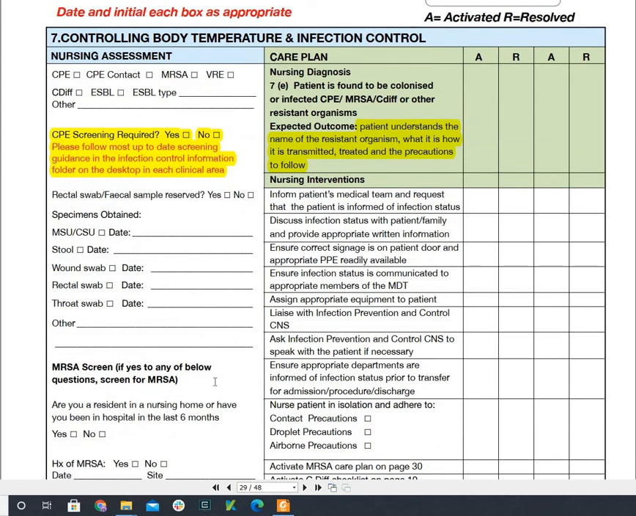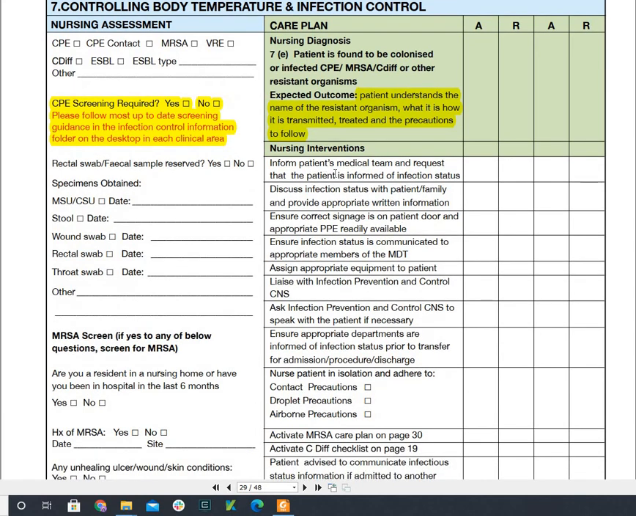So if the patient has any infections, we activate this care plan here, 7E. So patient is found to be colonized or infected with CPE or MRSA, C. diff or any other resistant organism. Expected outcome: patient understands the name of the resistant organism and what it is, how it is transmitted, treated and the precautions to follow. So the nursing interventions here, you read down through them and you activate whichever is relevant for your patient.